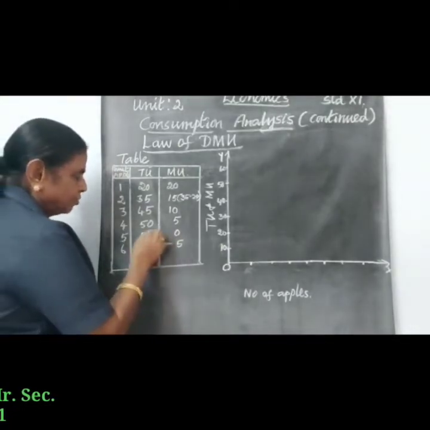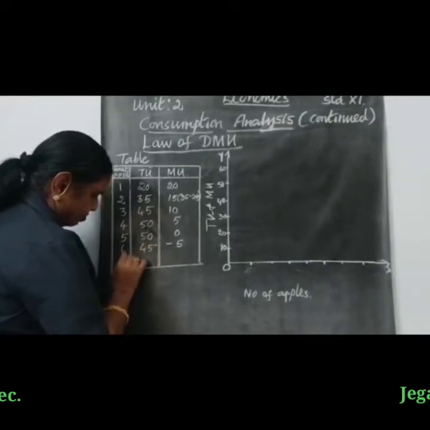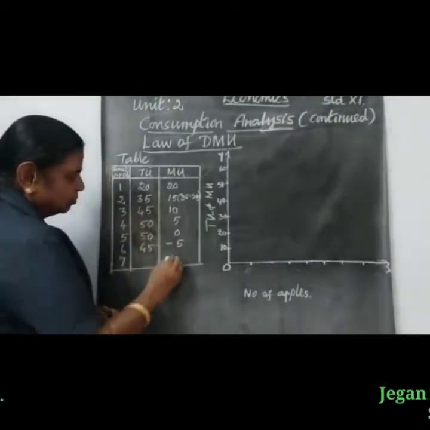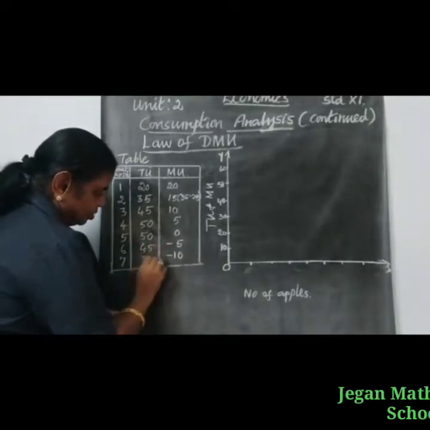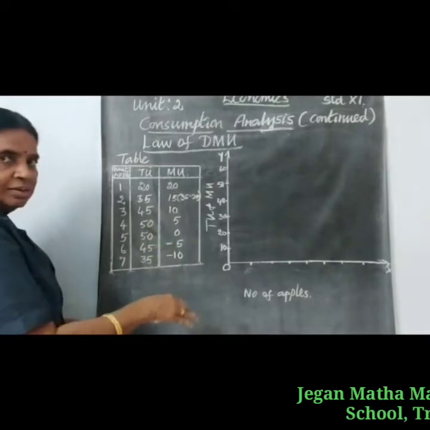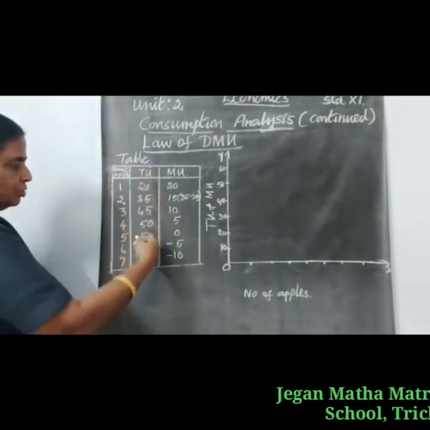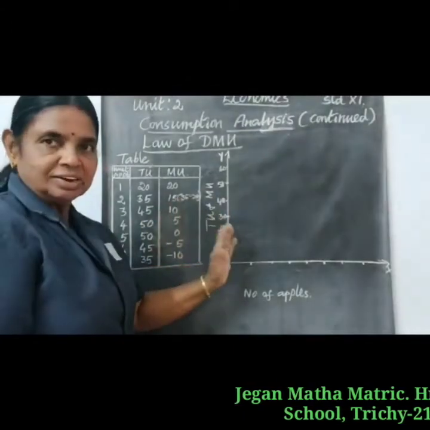So here 50 minus 5, 45. Seventh apple, automatically minus 10, 35. So when marginal utility decreases or becomes negative, total utility also decreases. This can be applied now in the diagram.